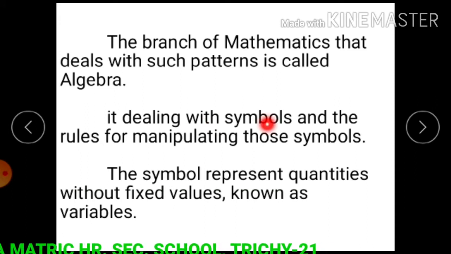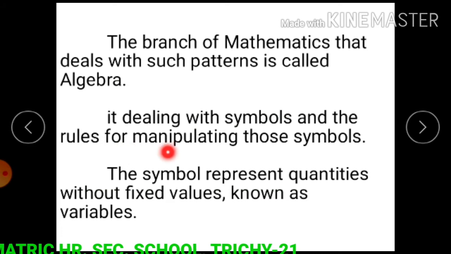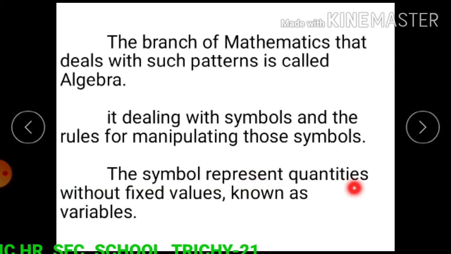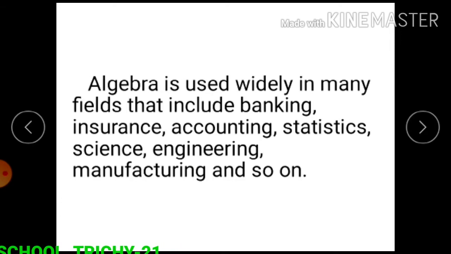Algebra deals with symbols and the rules for manipulating those symbols. The symbols represent quantities without fixed values, known as variables. A, B, C, D, etc. are known as variables. Algebra is used widely in many fields that include banking, insurance, accounting, statistics, science, engineering, and manufacturing, and so on.